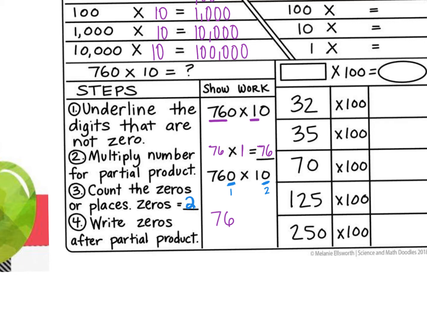Does everybody understand where those 2 zeros are coming from? Yes. They're coming from here and here. So I write 2 zeros after that. Okay, so my answer is 7,000. Very good.